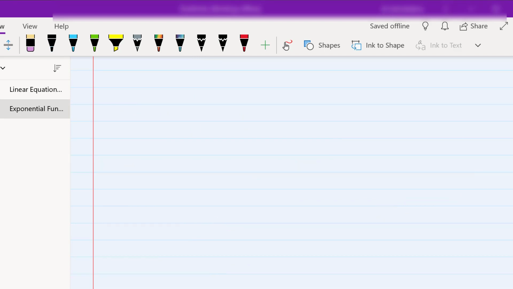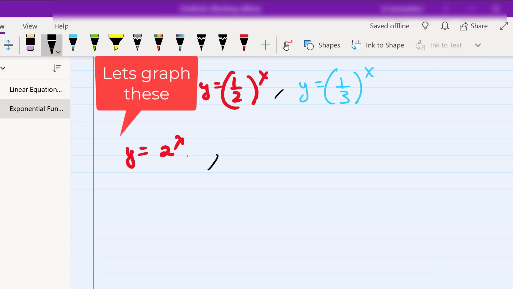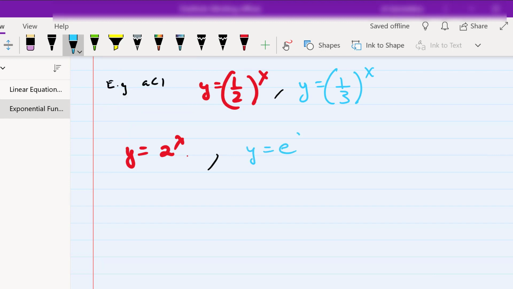Now let us look at some examples when a is less than 1. We have y equals (1/2) to the x, and y equals (1/e) to the x.